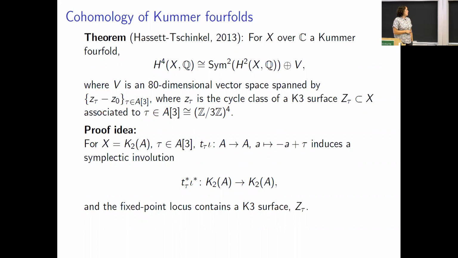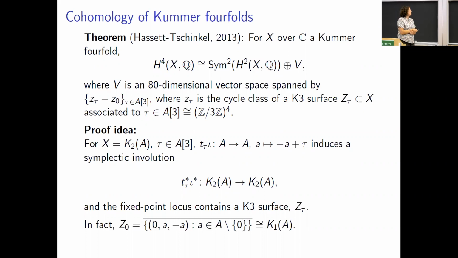And this map is actually a symplectic involution. And the fixed point locus contains a K3 surface. So that's how, from this 3 torsion point, I'm producing this K3 surface. And in fact, that spans this interesting piece of the cohomology. You can very explicitly describe this K3 surface. It's not just any old K3 surface, but it happens to be the Kummer K3 surface that we looked at earlier. And that's the story if you're just looking at the generalized Kummer variety.